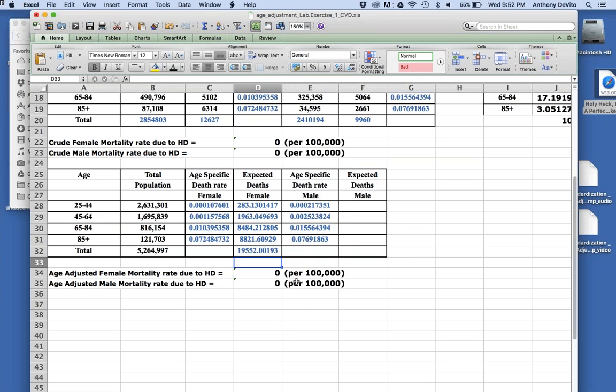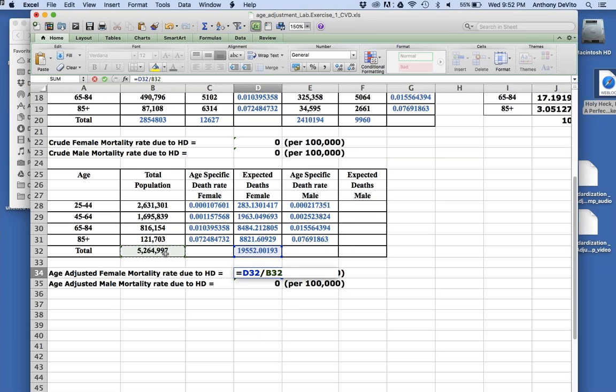Okay, I would expect 19,552 deaths. Well, what would I expect? So what does that tell me the mortality rate is for females in this population? Well, as before, it's going to be equal to the number of deaths divided by the total population.